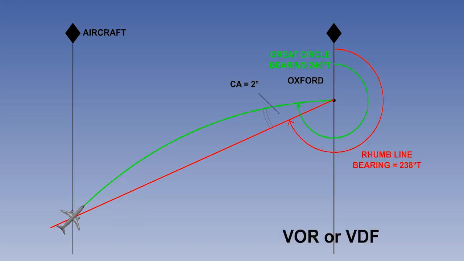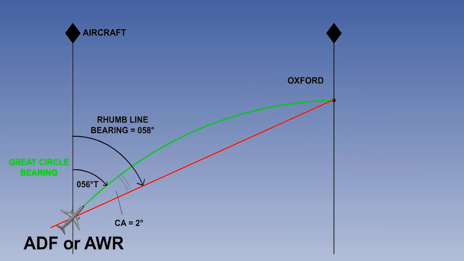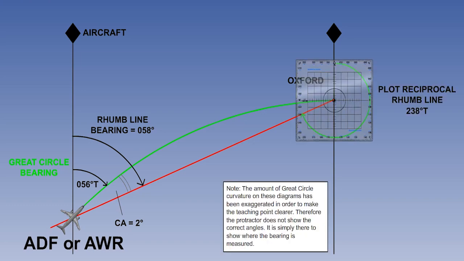For a VOR or VDF, the bearing is measured at the ground station, so the conversion angle is applied at this end. A bearing of 240 becomes 238. For the NDB-ADF combination, or for airborne weather radar, the bearing is measured at the aircraft, so the conversion angle is applied here. A bearing of 056 becomes 058. However, as it has been measured at the aircraft, the rhumb line bearing needs to be reciprocated in order to plot from the ground station, which is on the chart.